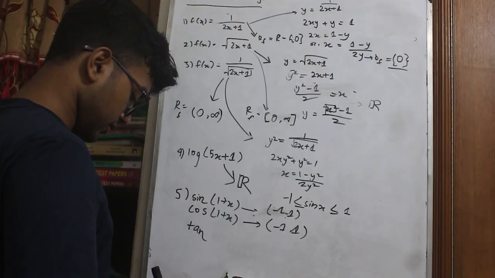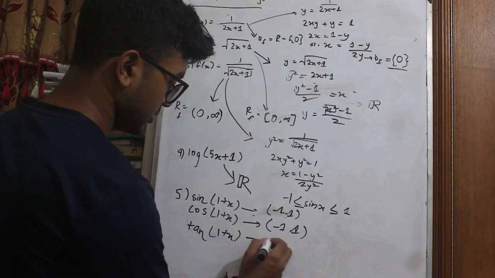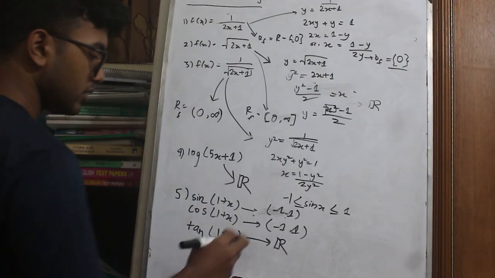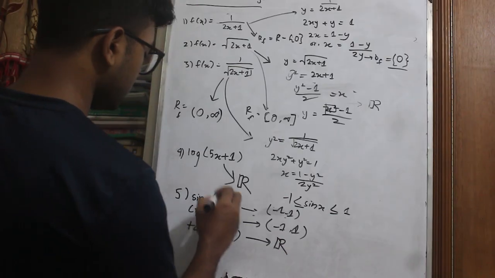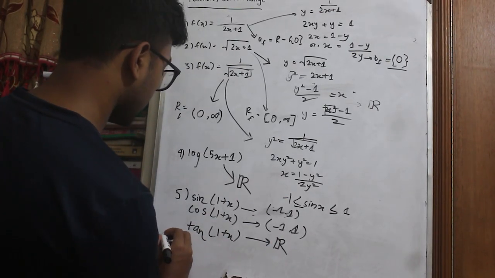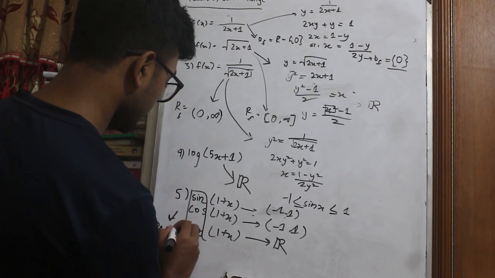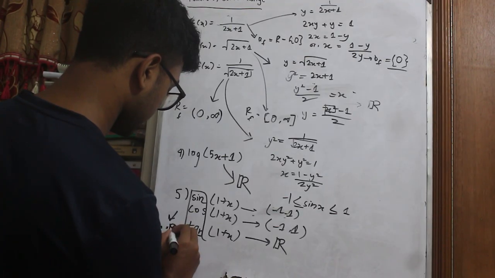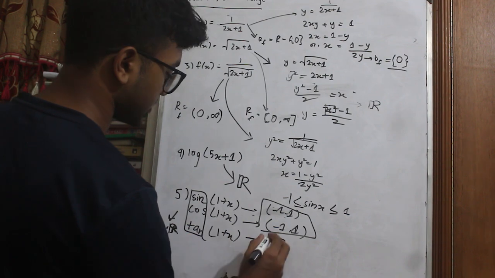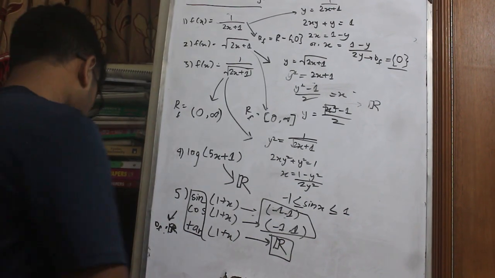Tan 5. So tan 1 plus x is infinity. So for sine, cos, and tan, the domains for these are all real numbers, and the ranges for sine and cos are from -1 to 1, and the range for tan is all real numbers. Okay.